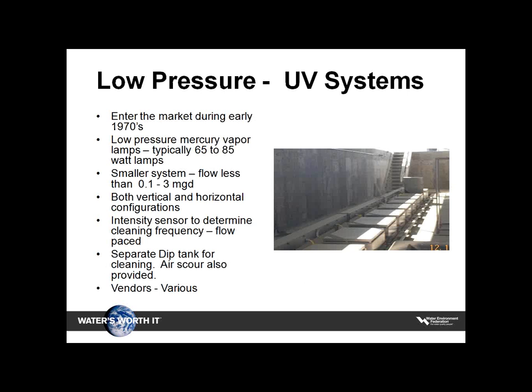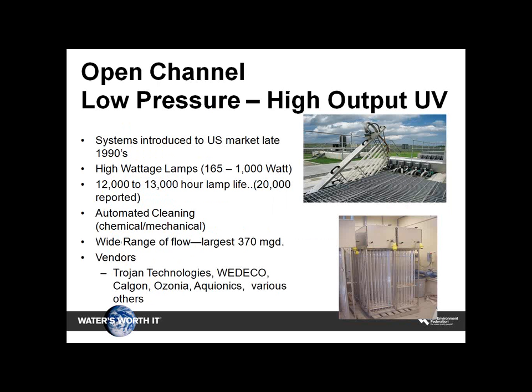This was sort of the workhorse for a number of years, the low-pressure systems. It came into the market in the 1970s. Generally, we're using a 65 to 85 watt UV lamp. Nowadays, it's really relatively smaller systems, ranging up to 3 MGD. We can use both vertical and horizontal configurations. Generally, the flow comes in and then goes out one end. They have cleaning systems, and generally the flow is paced. They work very well and have been very reliable.